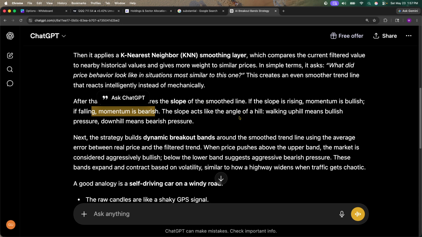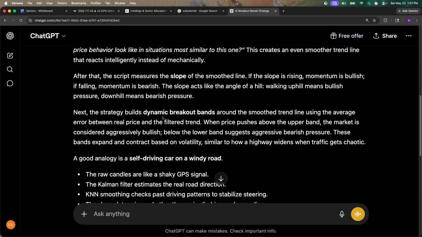The slope acts as the angle of the hill. Walking uphill means bullish pressure. Downhill means bearish pressure. Next, the strategy builds dynamic breakout bands around the smooth line using the average error between the real price and the filtered trend.